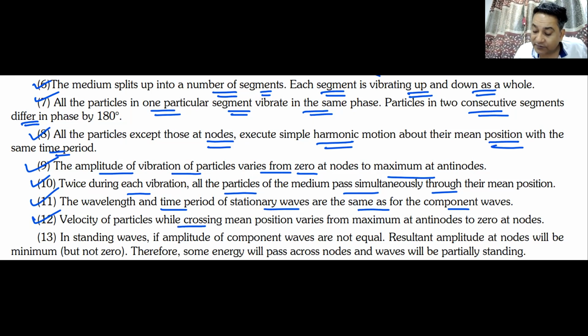When the particles pass through their mean position, they have maximum velocity when they are at their antinode position, and it is 0 when the particles are at their node position. In a standing wave, if the amplitudes of the component waves are equal, the amplitude of the node will be 0. If they are not equal, the amplitude at nodes will not be 0, and therefore some energy will pass. To have 0 energy passing, both the amplitudes must be the same. Do we understand this? All these points.